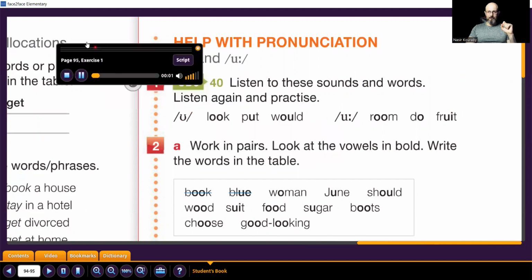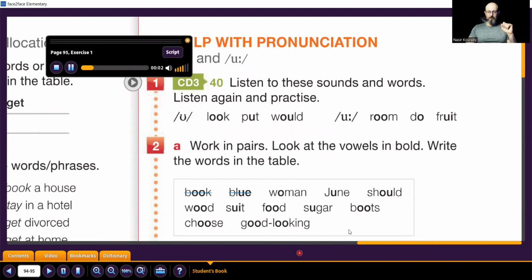Track 40. U. Look. Put. Would. U. Room. Do. Fruit.